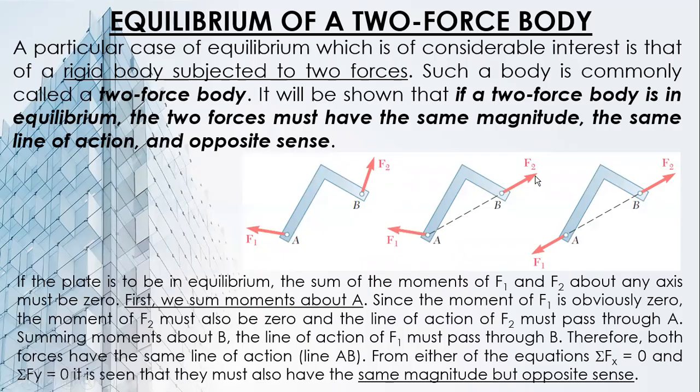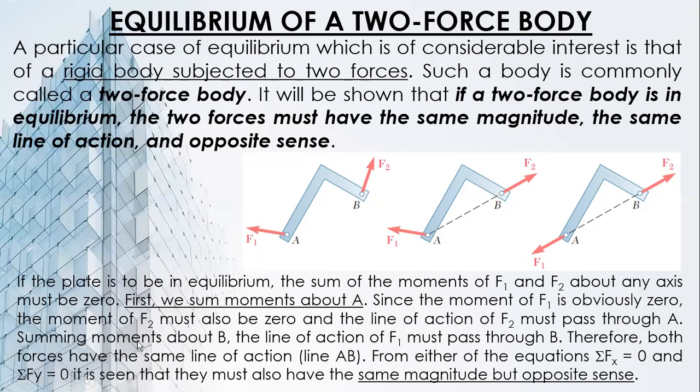Okay. If the line of action of F2 passes through A, there is no perpendicular distance. And moment is force times distance. Since F2 is not zero, the only thing that can be zero is the perpendicular distance. So if this distance is 0, it means that F2 passes through A, or its line of action passes through A.